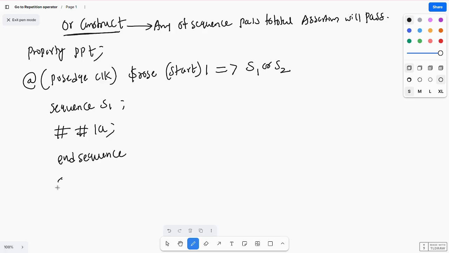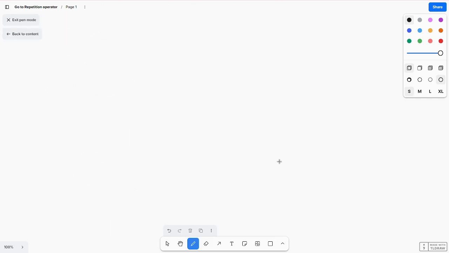And sequence S2: B should be 2 cycles, and after this we can write stop, or in place of stop we can write C also. End sequence. So let us take one example for this OR construct.